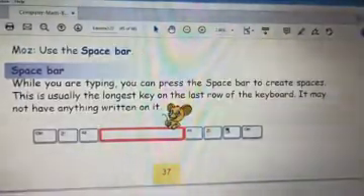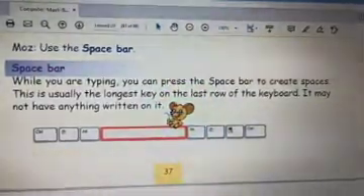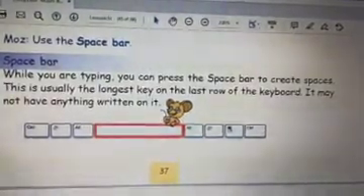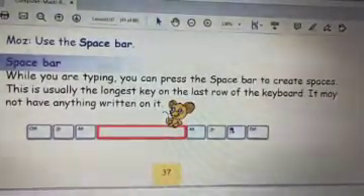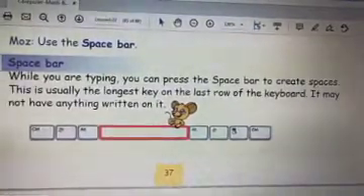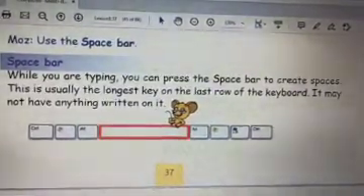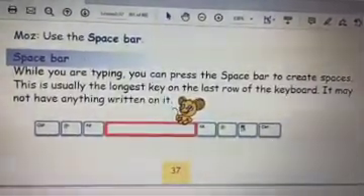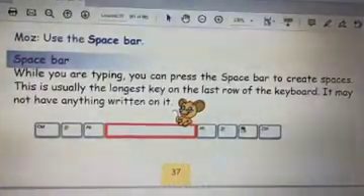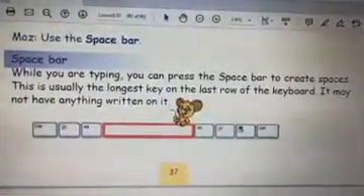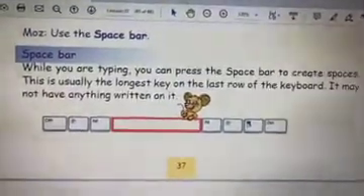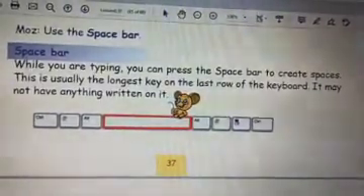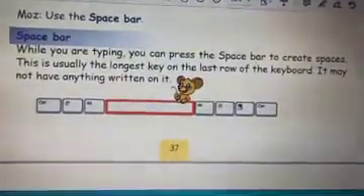So the next key which we have to know about is the spacebar key. The spacebar key is the special key which is the longest key on any keyboard. Whenever we have to give a space between two words, we use the spacebar key, and it is on the last row of the keyboard, and it may not have anything written on it, so no name will be written on it, like enter we have written, right? So on the spacebar key there is nothing written, and it is the longest key on the keyboard. Whenever we have to put space between two words, we use the spacebar key.